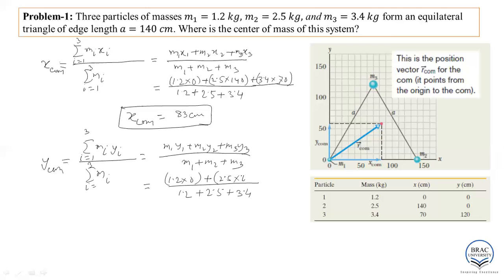2.5 into 0, y coordinate of the second particle also 0, and here 3.4 multiplied with the y coordinate of the second particle, it is 120. So what do we get? We get from this the y coordinate of the center of mass is equal to 58 centimeter. So here the y coordinate of the center of mass, it is 58 centimeter.